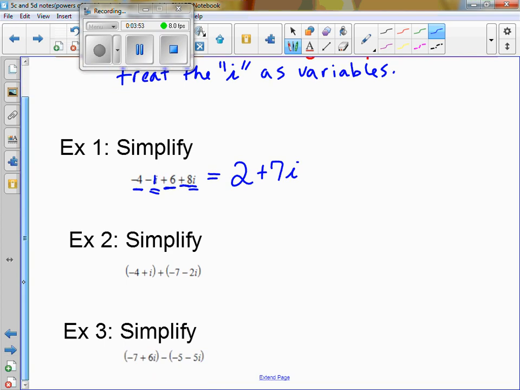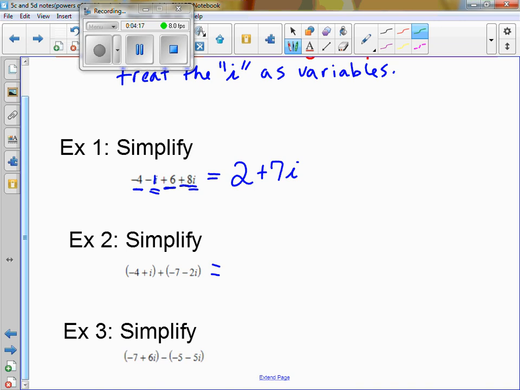Example 2. Now we have, in parentheses, -4 plus i. This is known as a complex number. -4 is a real number, and i is an imaginary number. A complex number is putting us together. So, anyways, when you're simplifying them, you still simplify them the same way as you just did in example 1.